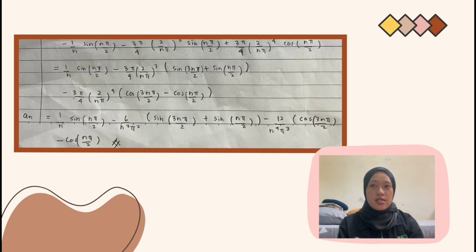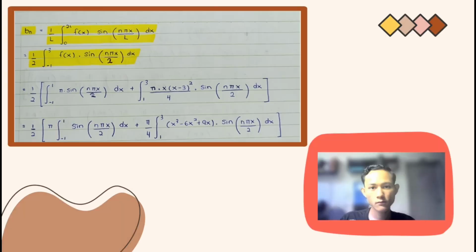So as we can see, this is the final answer for our an, which is 1 over n sine(n pi over 2) minus 6 over n cubed pi squared, bracket with sine(3n pi over 2) plus sine(n pi over 2), minus 12 over n to the power of 4 pi cubed, bracket with cos(3n pi over 2) minus cos(n pi over 2).